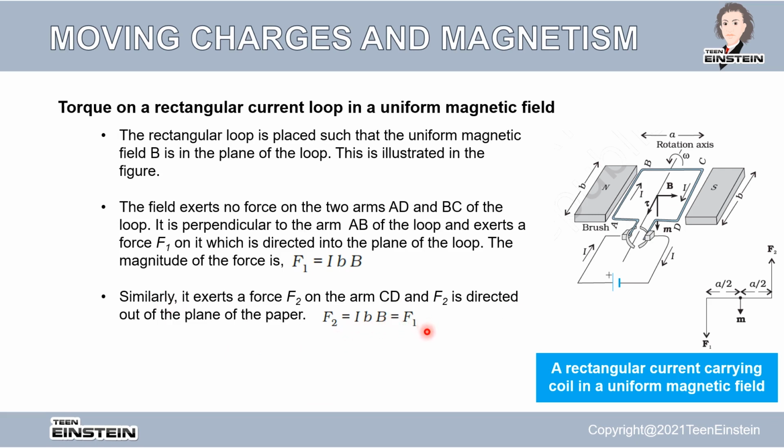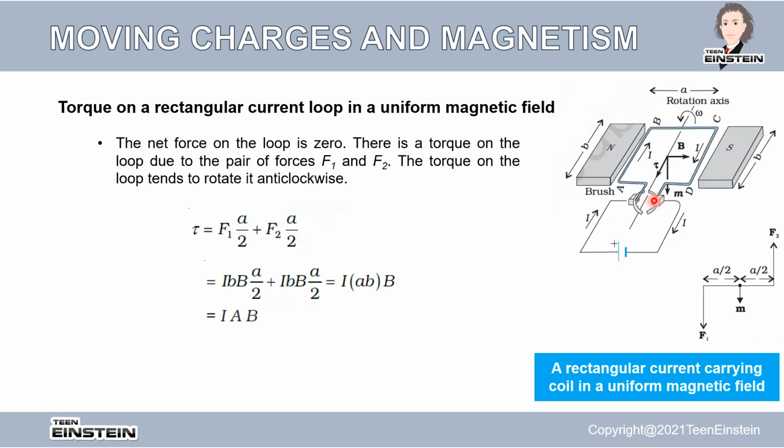Now you see two forces are acting. One force at this end is acting upward, and at the other end it is acting downward, and they are at a distance. When two forces are opposite and equal to each other but act at a distance, we get a torque, right? When there is a torque, the loop rotates. So the net force on the loop is 0, but there is a net torque acting on the loop due to the pair of forces F1 and F2.